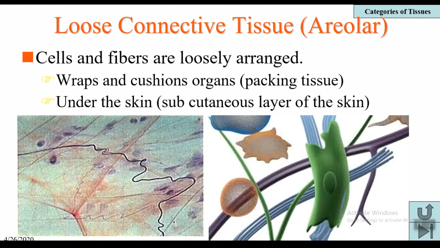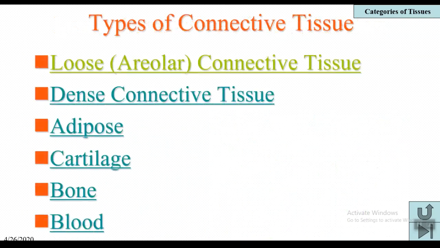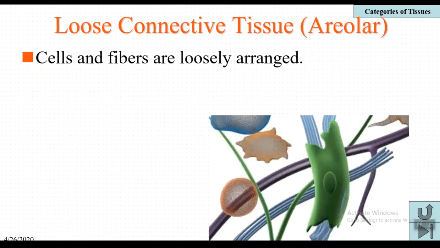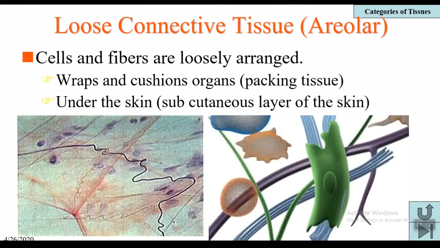All these five types of cells are present in loose connective tissue, along with all the three types of fibers, that is reticular fibers, collagen fibers and elastic fibers. All these are observed in this loose connective tissue. In this loose connective tissue, the cells and fibers are loosely arranged and it wraps and cushions organs. It is like a packing tissue, just as a chocolate is packed in a wrapper, similarly the organs are wrapped in this loose connective tissue.